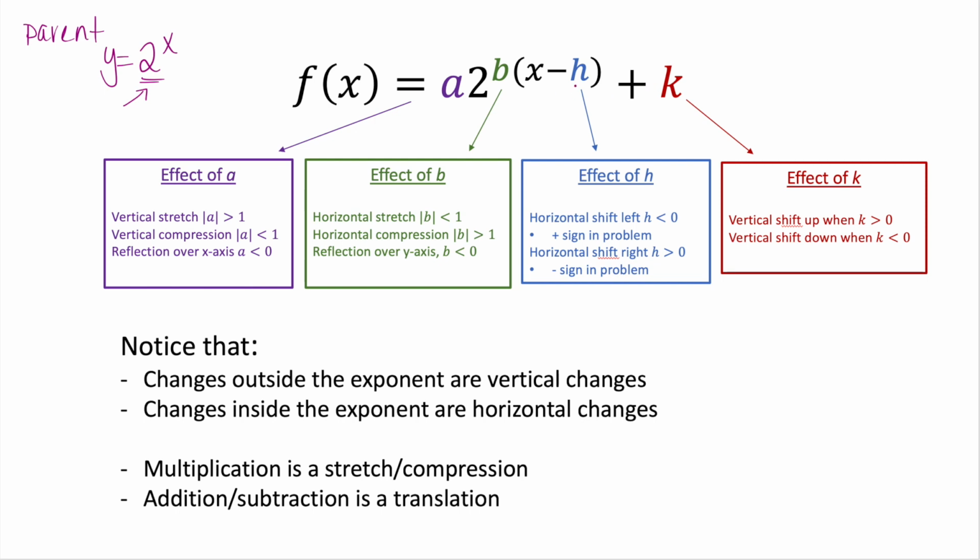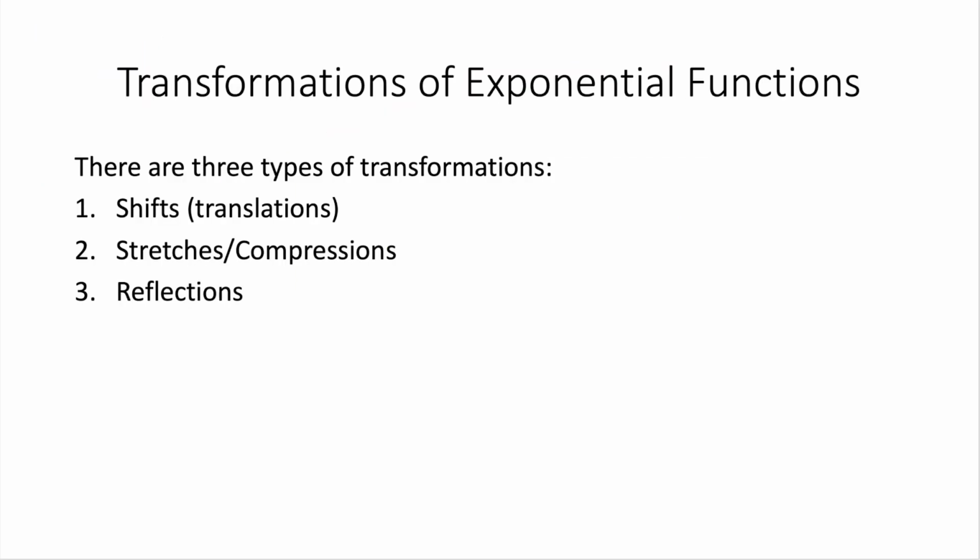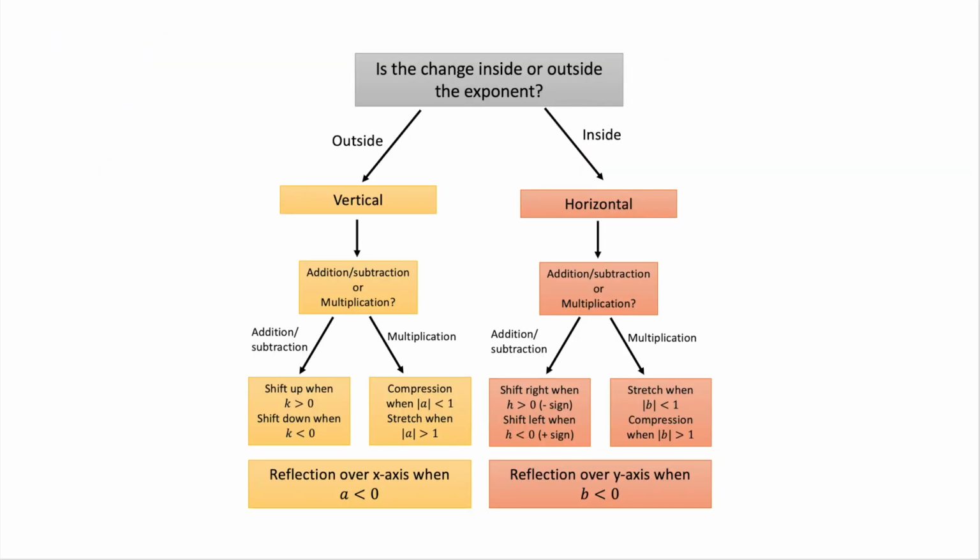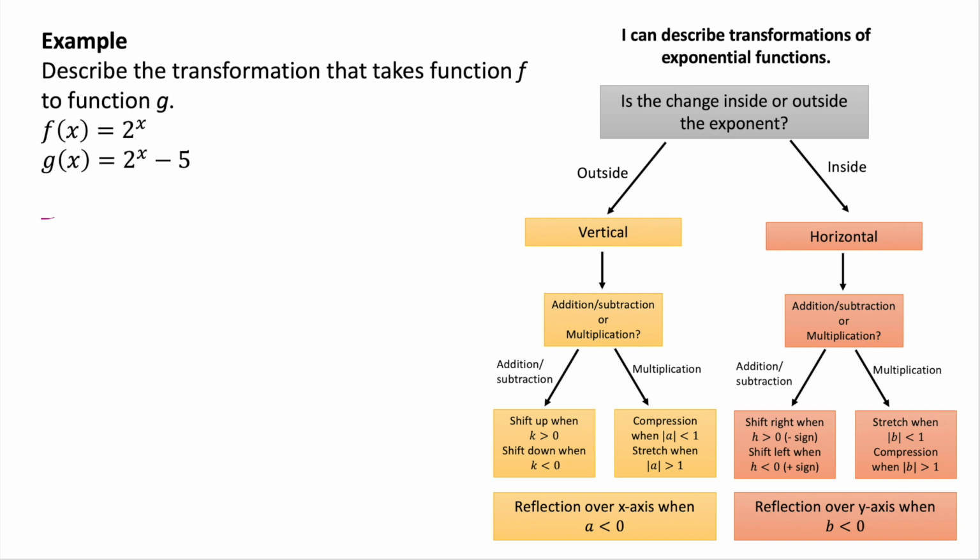If we have an h, h is also going to be inside the exponent, so it's going to go left if h is less than 0, which will give you a plus sign in the problem. It's going to go right if h is bigger than 0, which gives you a minus sign in the problem. If we have a k on the end, that's outside the exponent, so it's going to go up when k is positive and down when k is negative. So that set of equations is in your study guide along with this flowchart. Remember, you can use the equation or the flowchart, whatever you need in the study guide to help you answer these questions. So let's describe the transformation that takes function f to function g.